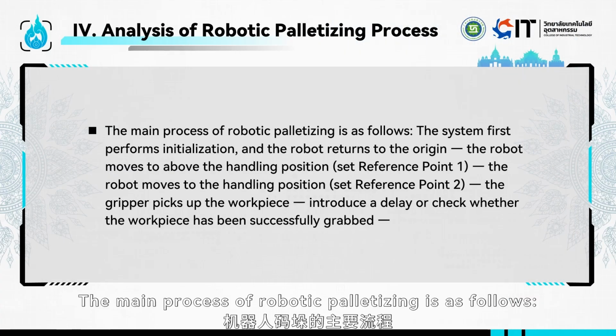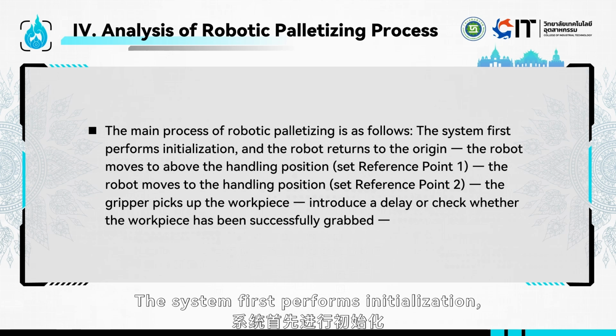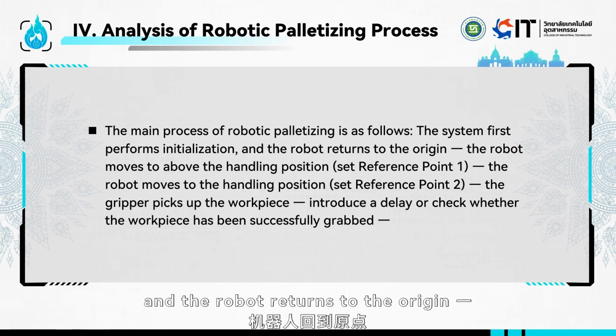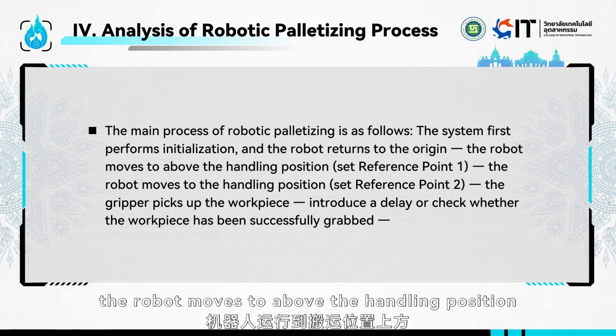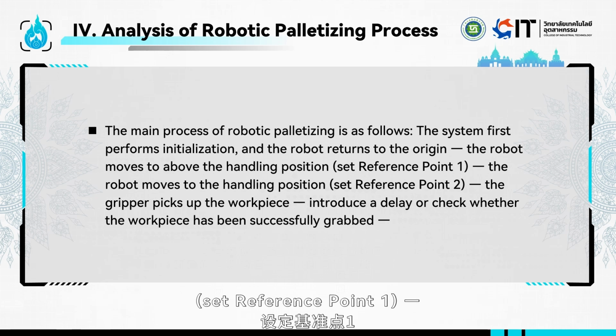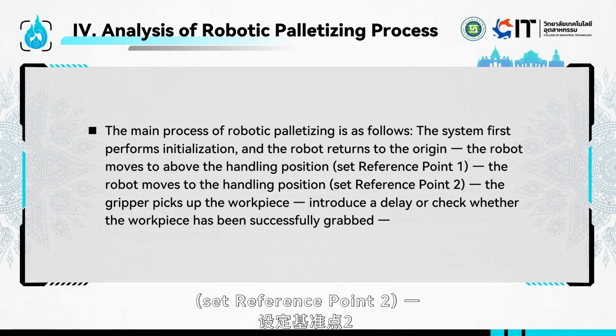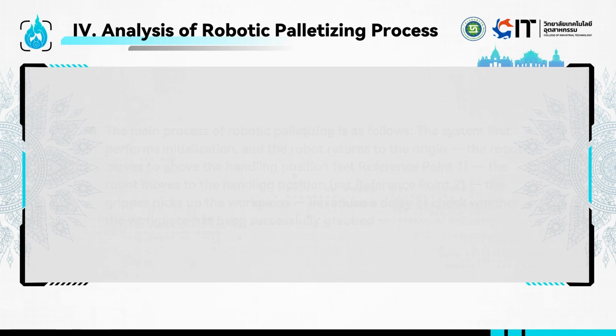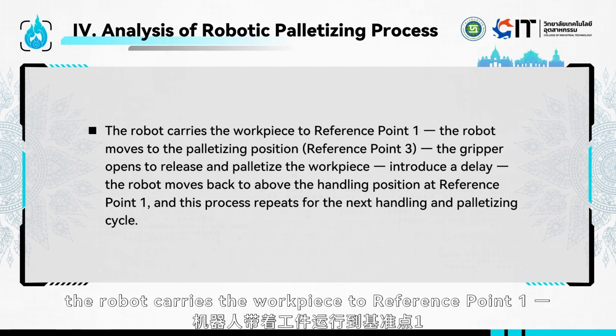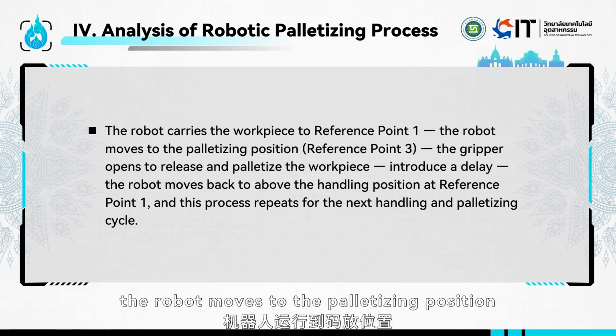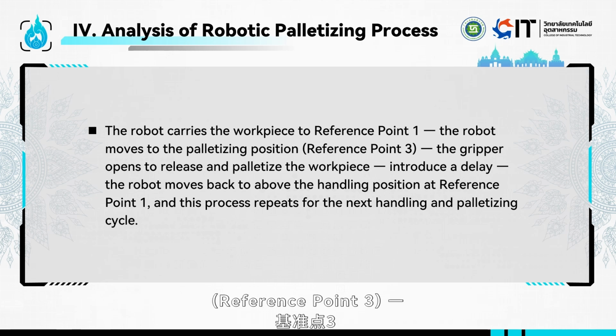The main process of robotic palletizing is as follows. The system first performs initialization, and the robot returns to the origin. The robot moves to above the handling position, set reference point 1. The robot moves to the handling position, set reference point 2. The gripper picks up the workpiece, introduce a delay or check whether the workpiece has been successfully grabbed. The robot carries the workpiece to reference point 1. The robot moves to the palletizing position, reference point 3.